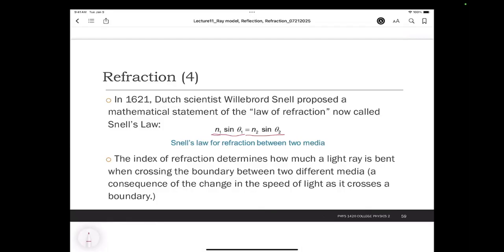Here n1 and n2 are the indices of refraction for material 1 and material 2. The index of refraction determines how much a light ray is bent when crossing the boundary between two different media, a consequence of the change in the speed of light as it crosses a boundary. Snell's law tells us how much a light ray is bent when crossing the boundary between two different media.